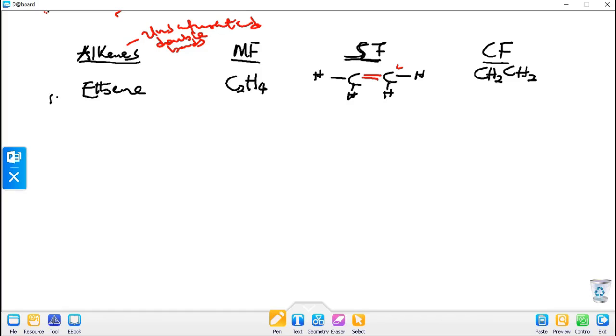So let's take a look at the second one. The second member in that family is propene. Propene is the second member in the family with the formula: if I add CH2 to C2H4, I'm going to get C3H6. And what will be the structural formula?